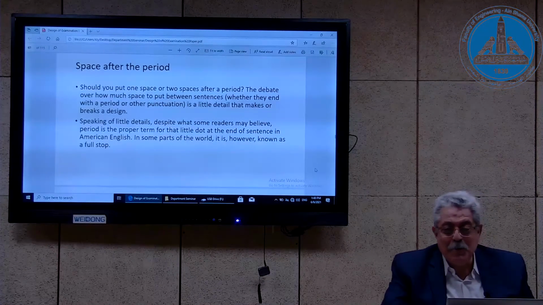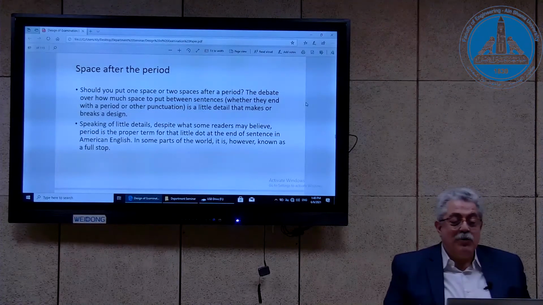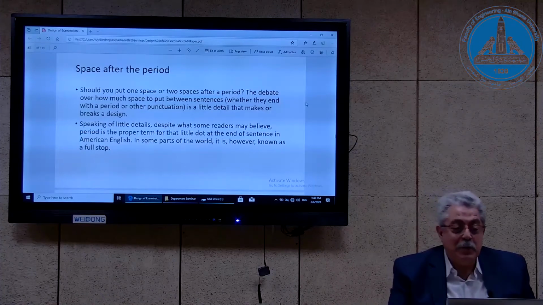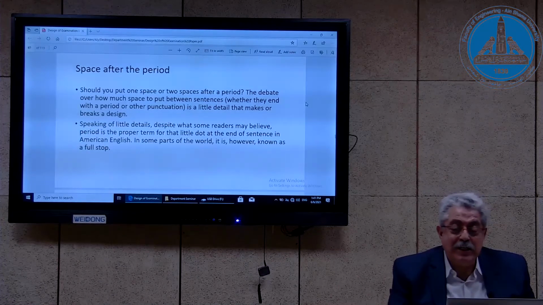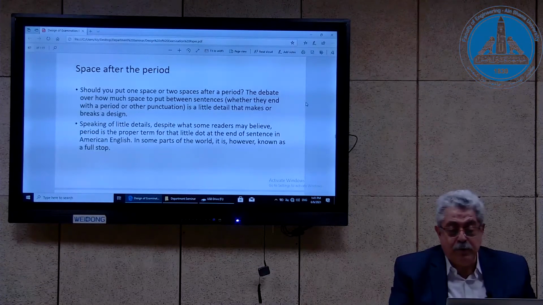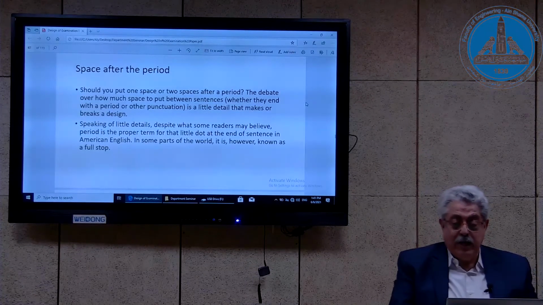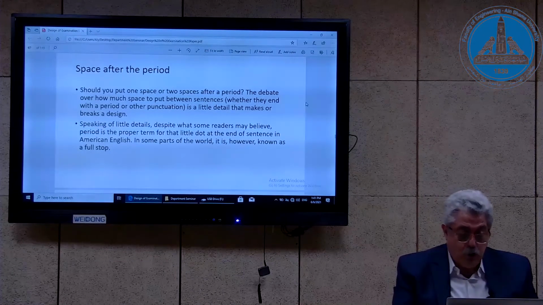Here is an interesting part about space after the period. There is always a question between typesetting people to put one space or two spaces after the period, but the debate in this issue is a little detail that makes or breaks the design. Why? Because speaking of little details, despite what some readers may believe, period is the proper term for that little dot at the end of the sentence in American English. In some parts of the world, they call it full stop.